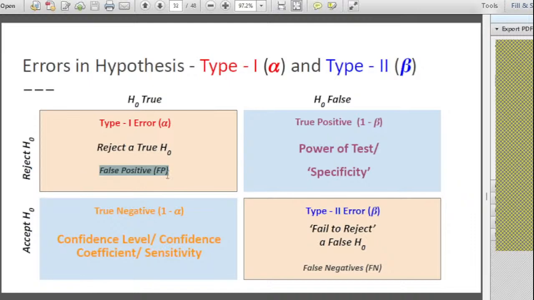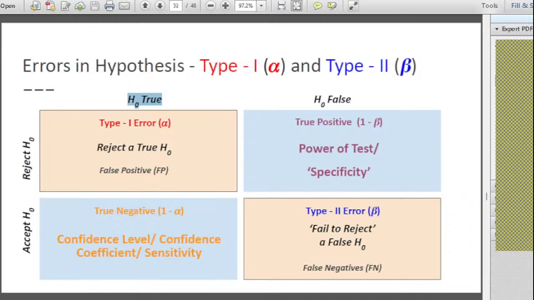Right, so false positive. This is also called false positive. Why? We are wrongly going with the positive change. Actually, there was no change. Is that clear? This type 1 error is clear to all of you? Type 1 error is also called alpha.